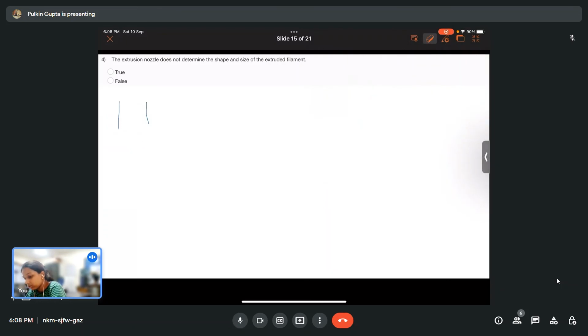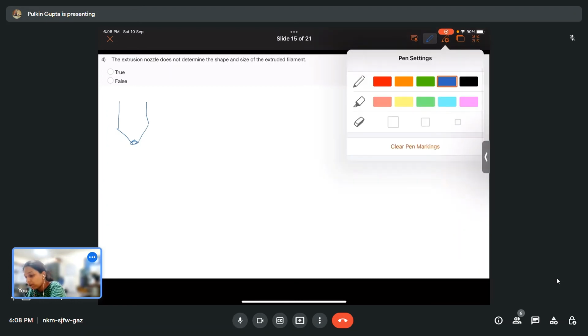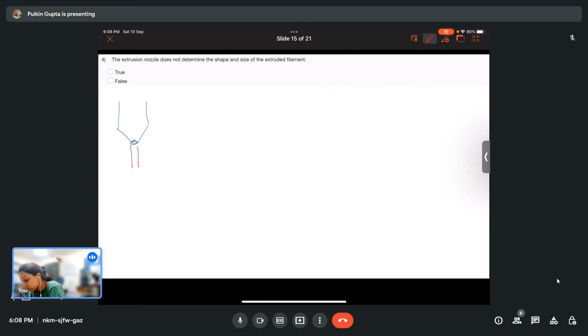So this is your nozzle, which has a circular cross section. Whatever material is extruded through it will obviously take the shape of this circular cross section. So the cross section will be circular. Had this nozzle had a square cross section, whatever material would have been extruded would have been in the form of a cube or a square cross section.